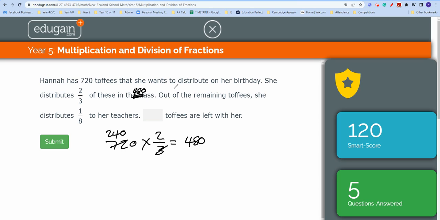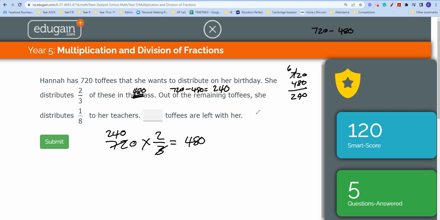We can say the remaining will be 720 minus 480. So let's take 720 and we minus 480. And I can also write it like that. 0 minus 0 is 0. 2 minus 8, you can't. You borrow, this becomes 6. That becomes 12 minus 8 is 4. 6 minus 4 is 2. So I get 240 toffees.